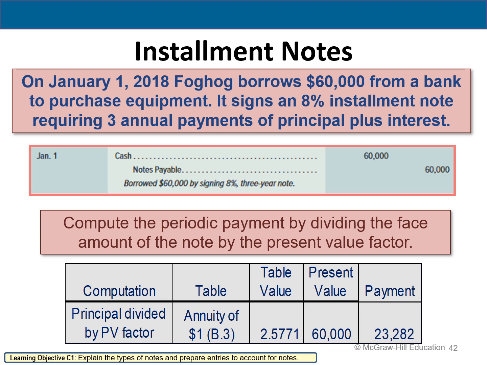But nevertheless, the periodic payment is basically computed by dividing the face amount of the note by the present value factor. So the $60,000 divided by the present value factor gives a payment of $23,282.